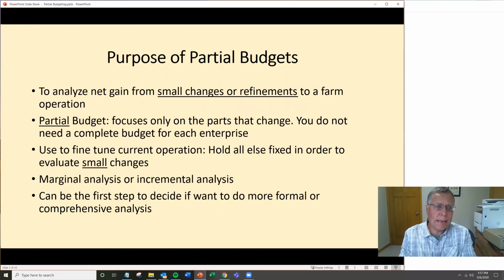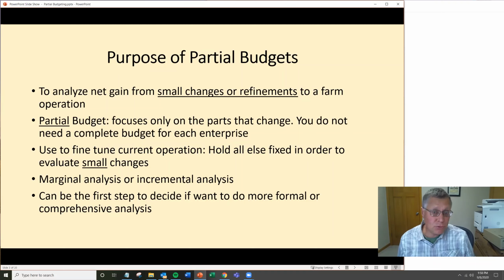The purpose is to analyze net gains from small changes or refinements to a farm operation. The key terms are small and refinements, not major changes. Tweaks is what we're talking about here. The term used is partial budget. It focuses only on the parts that change.